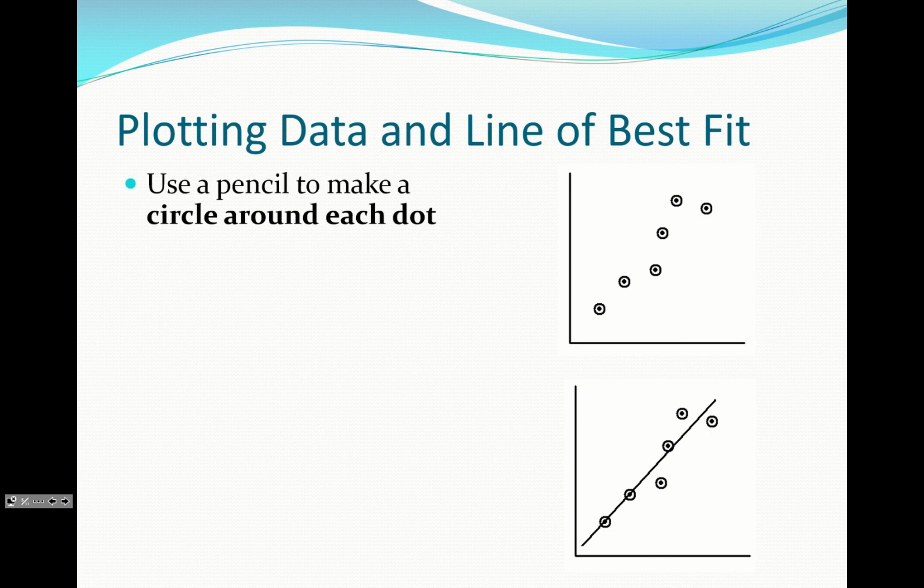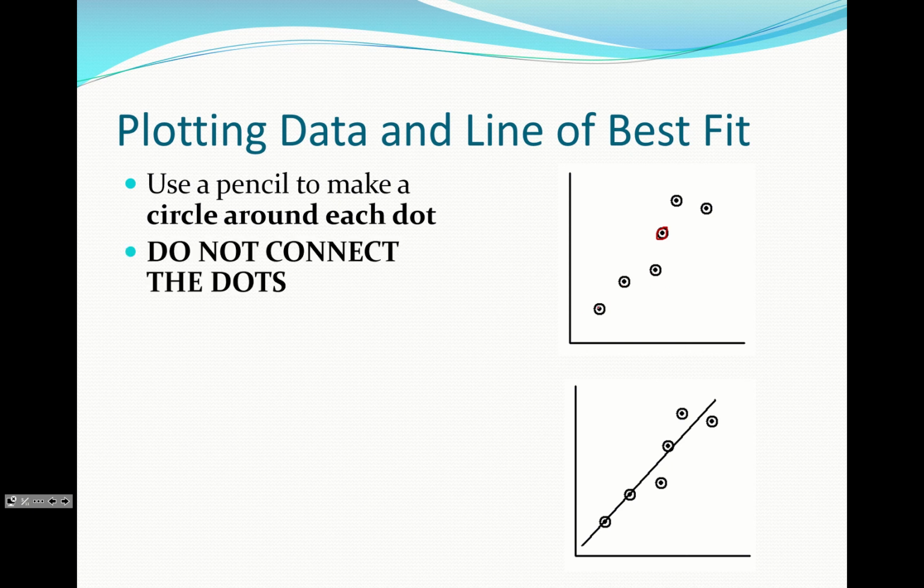So you want to use a pencil to make each dot around the circle. So you put your data point, and then you can put a little circle around it. And that just shows a little bit of error. There's always a little bit of error with our measurements. They're not perfectly spot on, and I find it's easier to draw a line of best fit once you draw those little error circles around there.